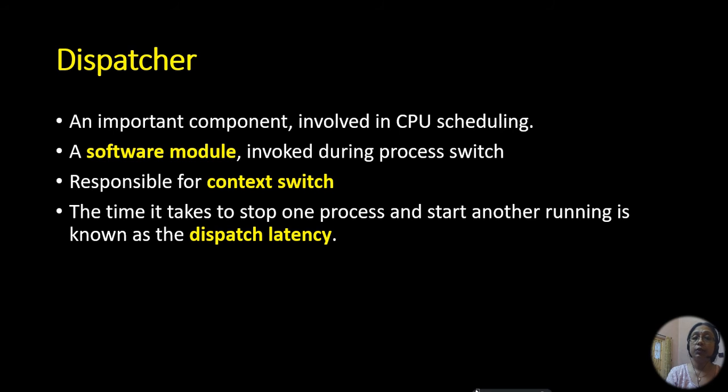Dispatcher is an important component involved in CPU scheduling. It is a software module which gets invoked during a process switch, that is, deallocating a process which is currently executing inside the CPU and allocating a new process from the ready queue to the CPU. This module is responsible for context switch. The time it takes to stop one process and to start another process running is known as dispatch latency.